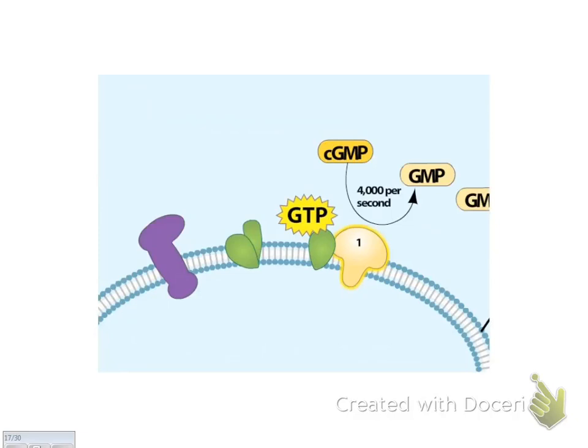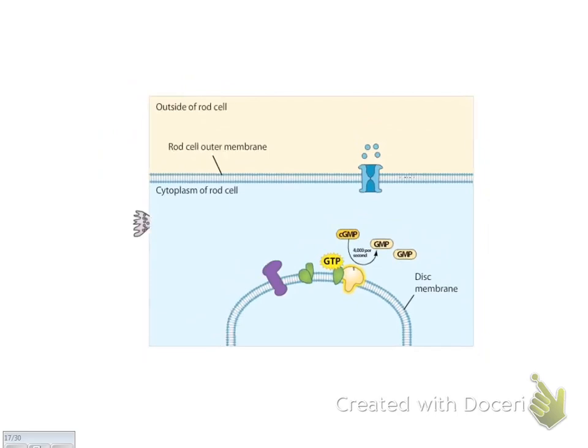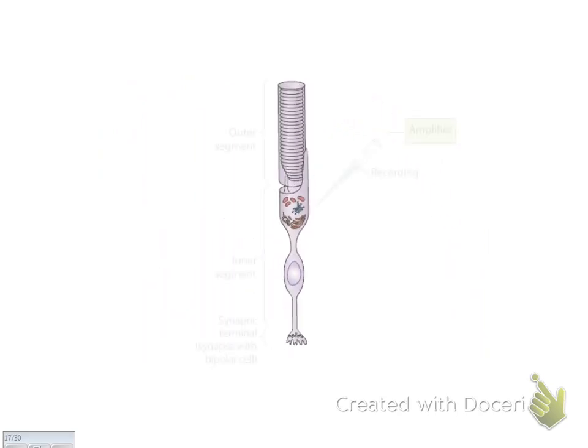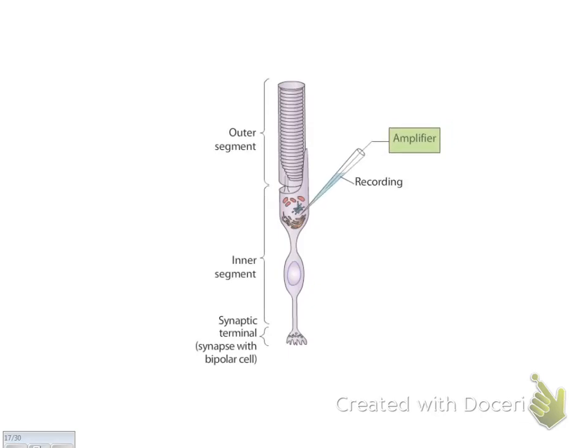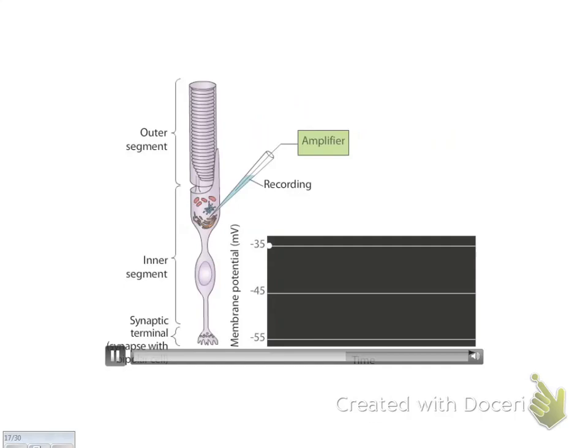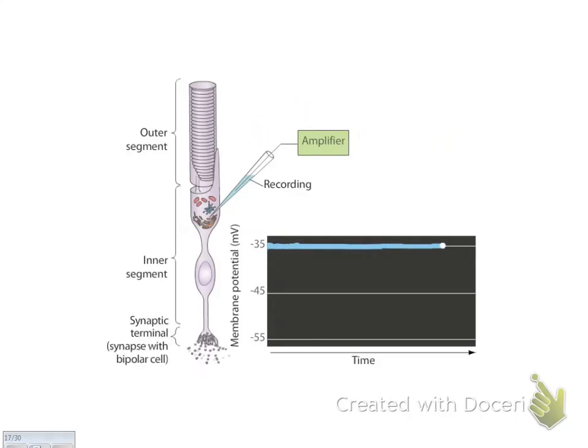Thus, a single photon of light can cause a huge number of sodium channels to close. To test how a rod cell responds to light, we can penetrate a single rod cell with an electrode and record its membrane potential in the dark and in the light. In the dark, the membrane potential is around minus 35 millivolts. This value is considered depolarized, that is, relatively close to zero. In the dark, when the cell is depolarized, it continually trickles out neurotransmitter from its synaptic terminals.